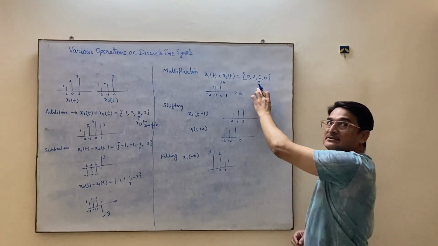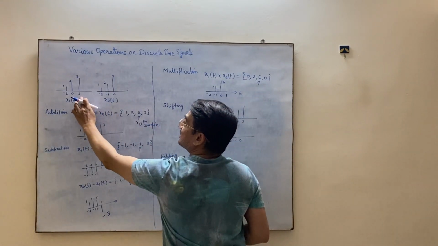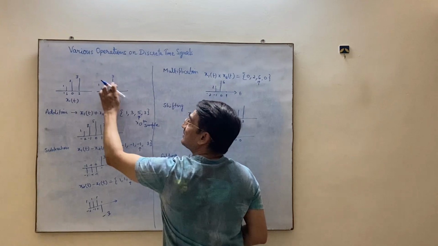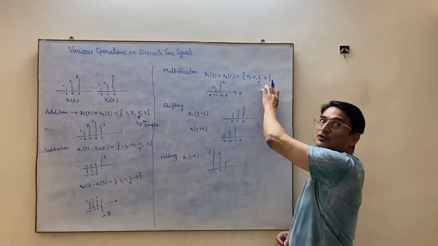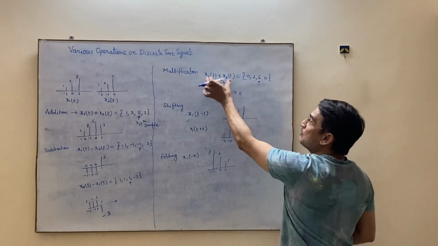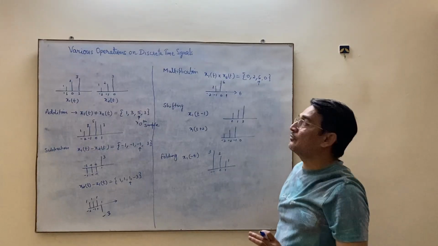2 into 3 is 6. And then at t is equal to 1, here value is 3, here value is 0. 3 into 0 would be 0. So this is how multiplication will be performed.